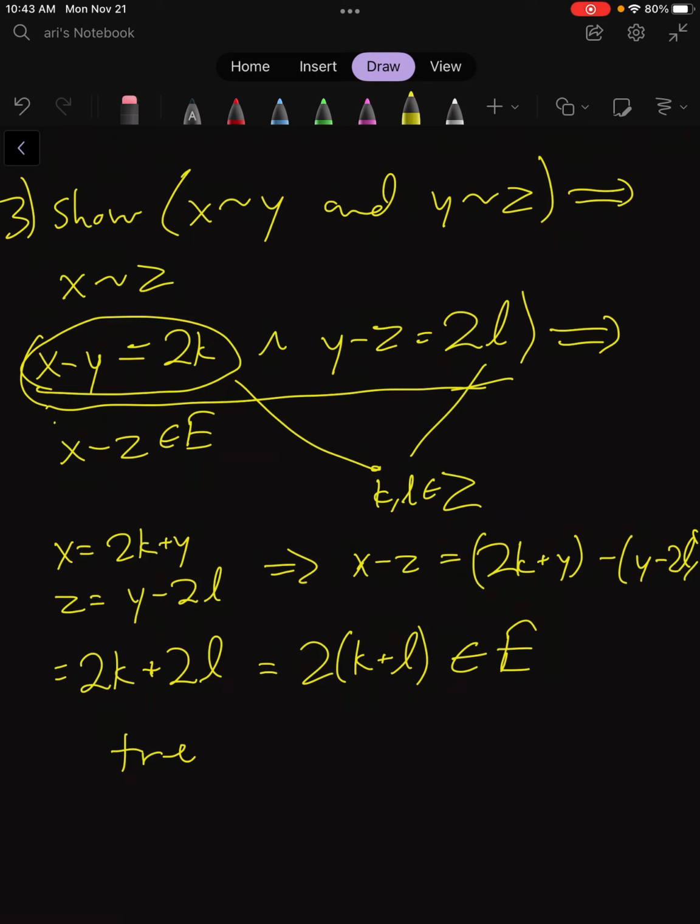We just showed that x tilde y and y tilde z, if both of those are true, implies that x tilde z is true. And x tilde z is the statement that x minus z is even. And so we just showed that x minus z equals this, which equals this, which equals this, which is even. Yay!